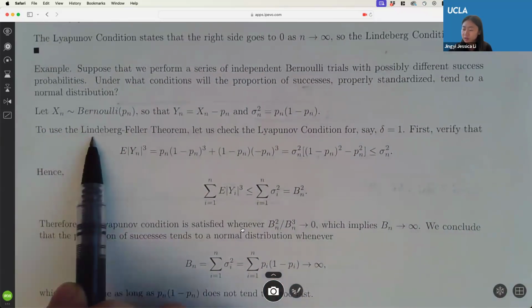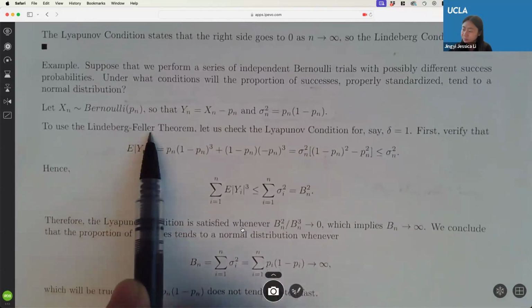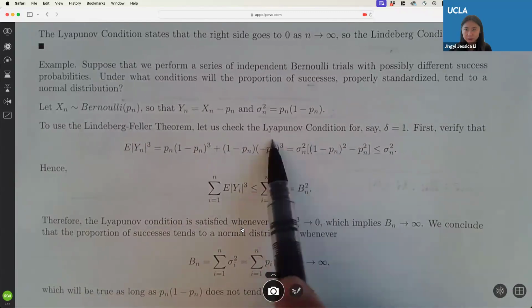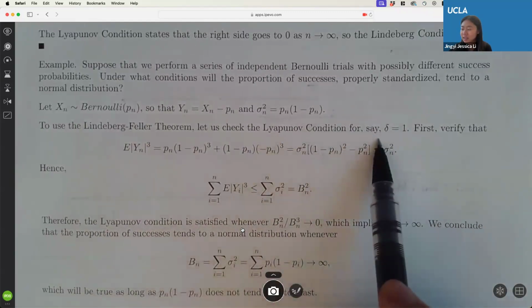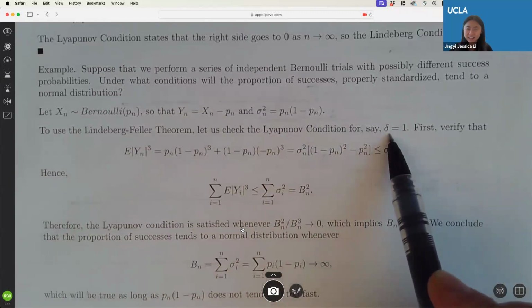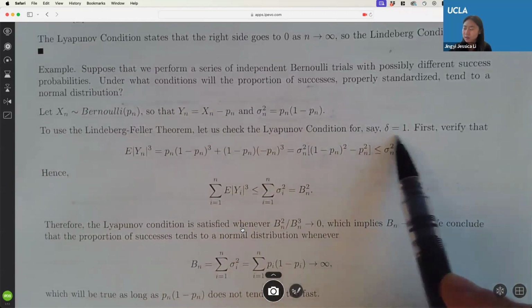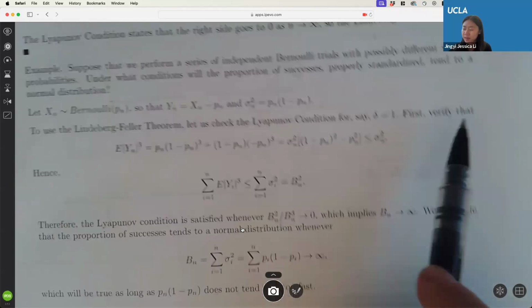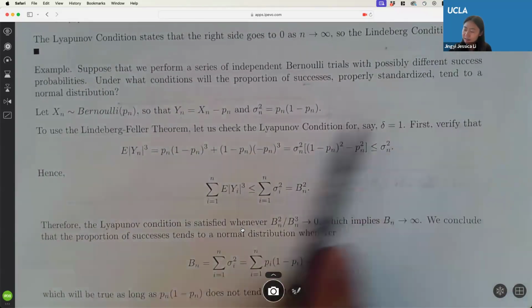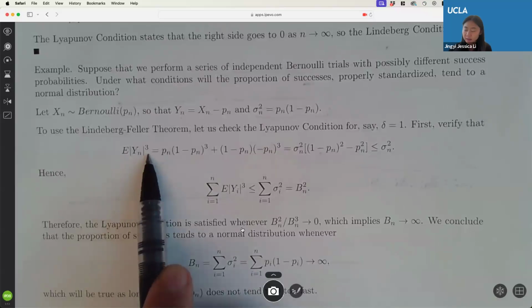Okay, use the Lindeberg-Feller theorem. Let us check the Lyapunov condition. Now let's check the one simpler to check. Say delta equals 1, because we can have that for any, as long as we have one delta. So we check delta equals 1 because that gives us a cube, right? Cubic, that's easier. Verify that the expectation of Yn cubic.